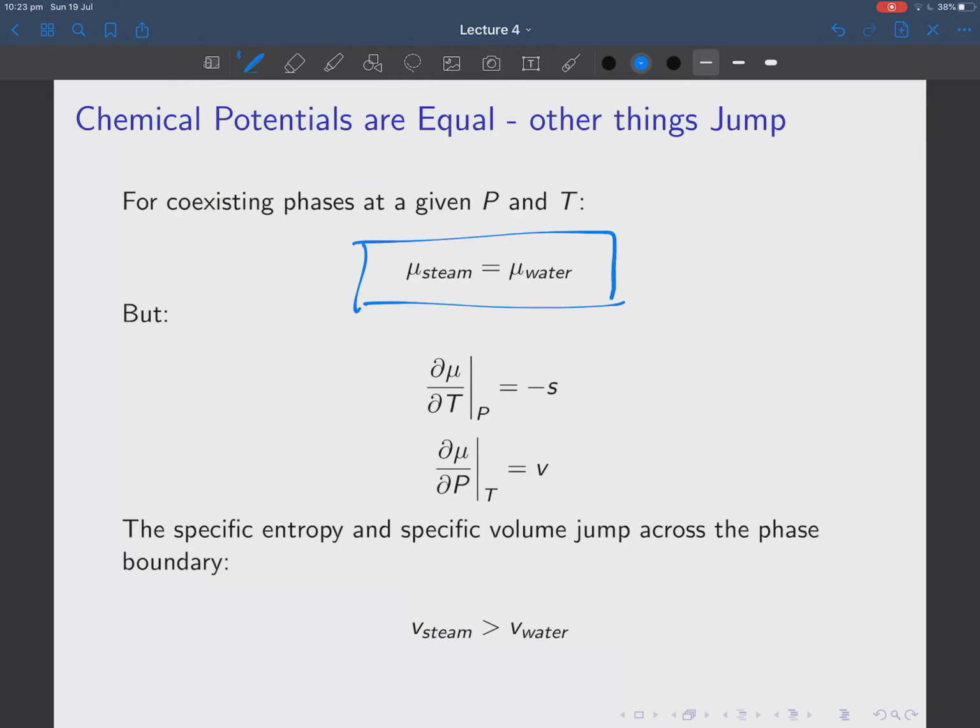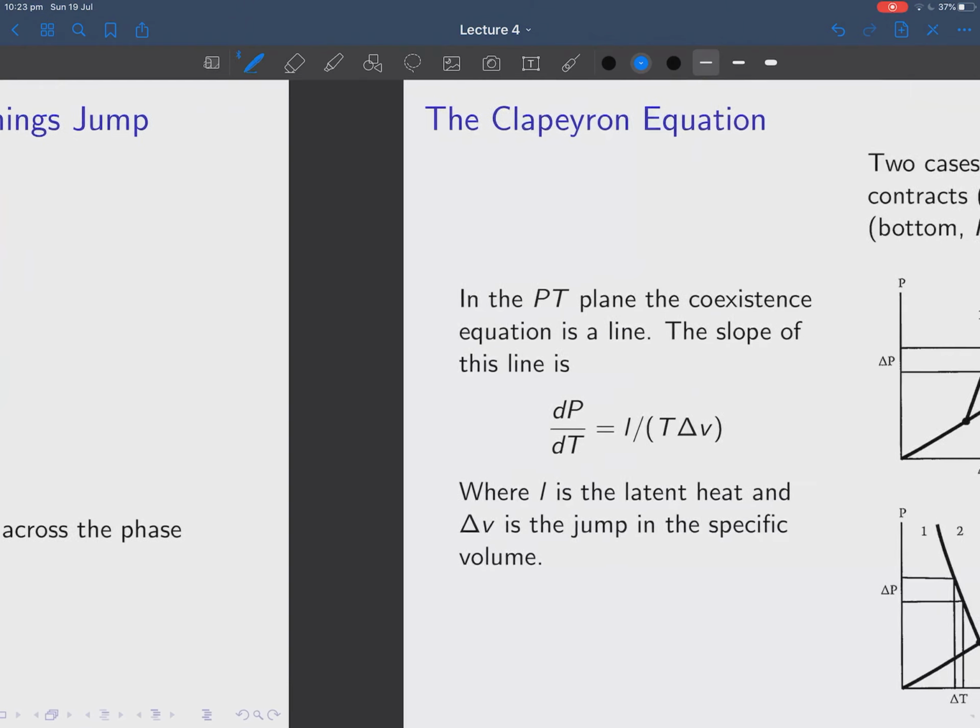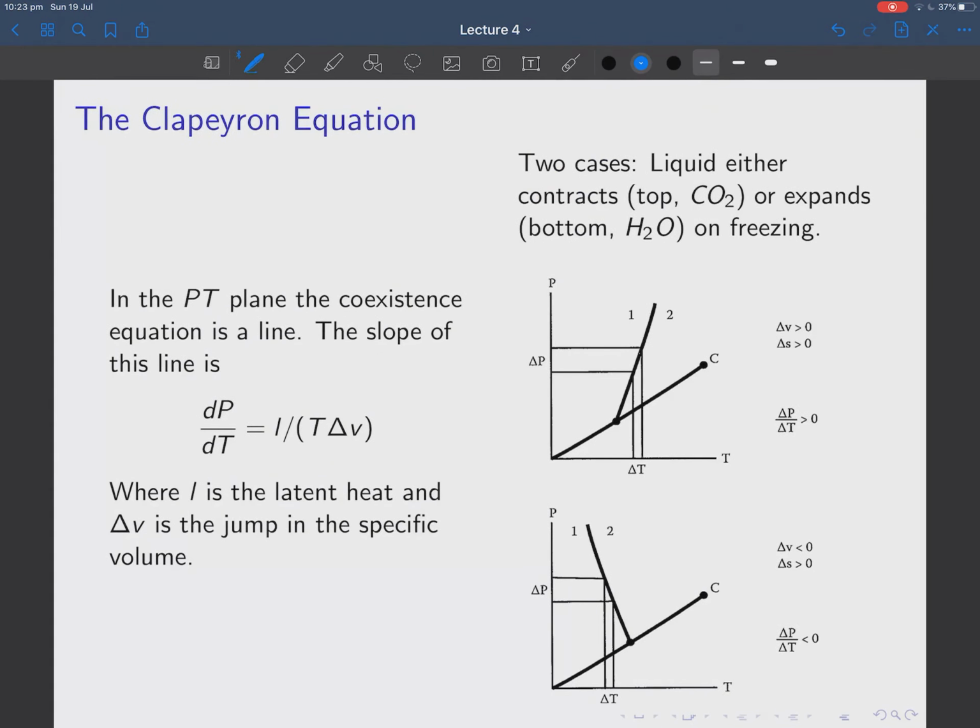Okay, even though the chemical potentials are equal, which is what we just showed, other things jump, okay? So d mu/dT at constant P, which is the specific entropy, jumps, as does d mu/dP at constant T, which is specific volume, okay? They jump across the phase transition, and that's bloody obvious. It's bloody obvious that the volume per molecule in steam is much larger than the volume per molecule in water. The entropy might not be so obvious, but it's still fairly clear there's a jump there because the steam is exploring much more volume.